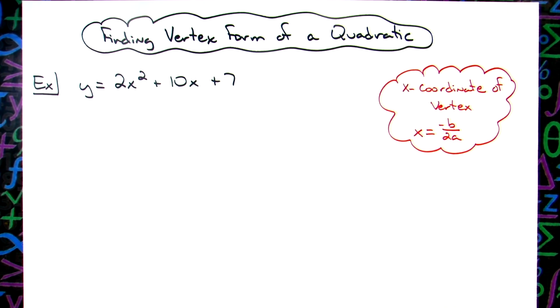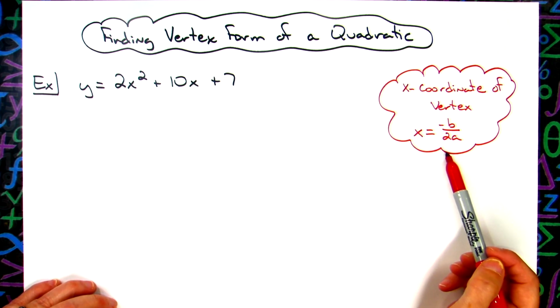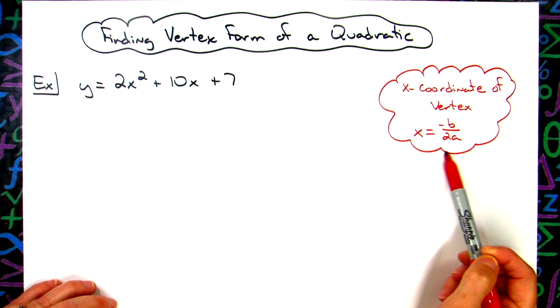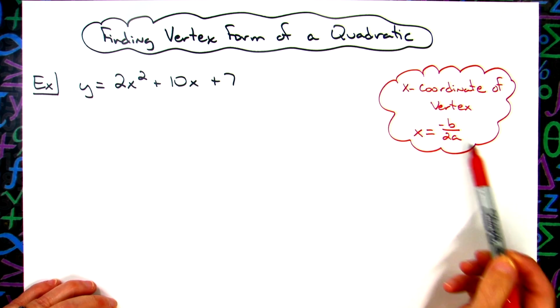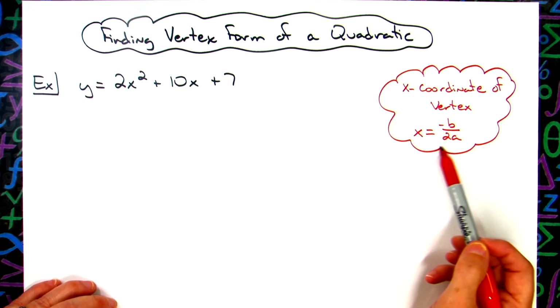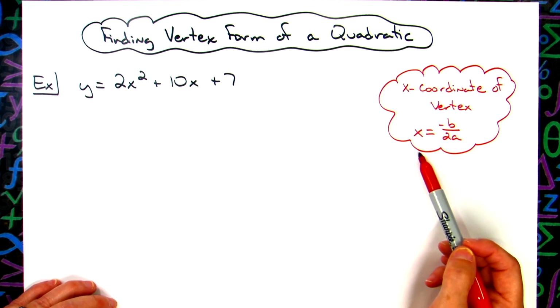In this video, we're going to be finding vertex form of a quadratic that is in standard form. We are going to need to know the formula for finding the x-coordinate of that vertex. We usually memorize that as just negative b over 2a, but if you actually do the whole formula, x equals negative b over 2a, it helps to remind you that that is the x-coordinate of the vertex.